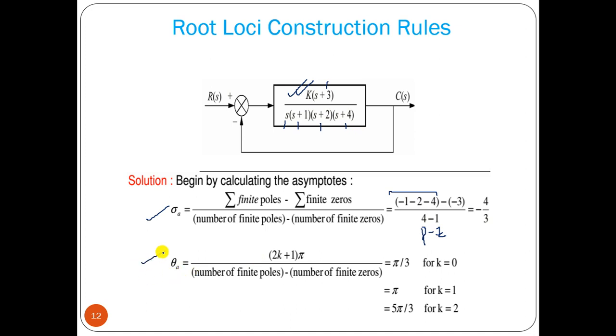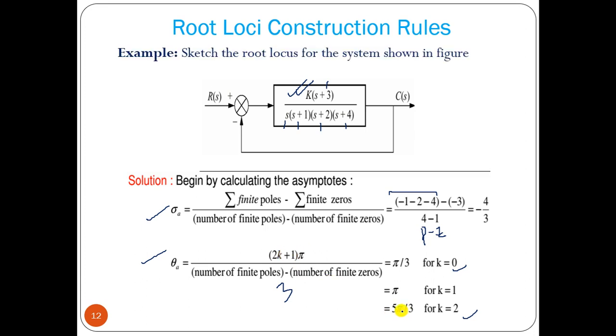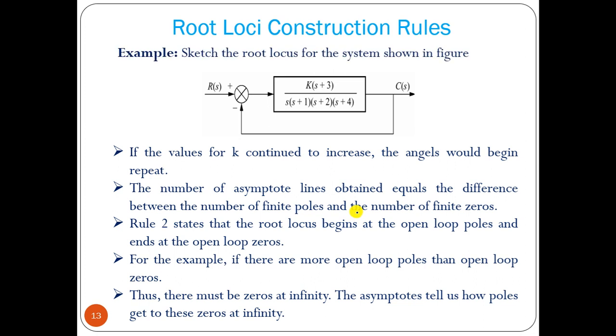How to find out the angle? The angle is 180 degree into 2k plus 1 divided by p minus z. So here p minus z equal to 3. What values do we take for k? From 0 to p minus z minus 1, so 0 to 2. If we put k equal to 0, the value is 60 degree. If k equal to 1 and p minus z equal to 3, then 180 degree, and for k equal to 2 it is 5, so 300 degree. So we can find out these values.